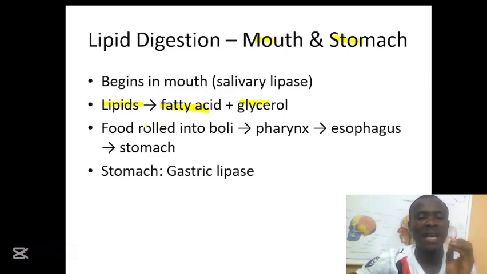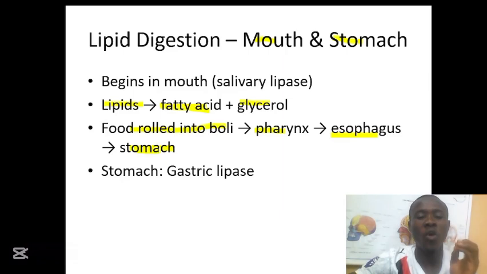Then later, the tongue has to roll the food into small ball-like structures called the bolus, and that food has to move through the pharynx into the esophagus. From the esophagus, it will get into the stomach.